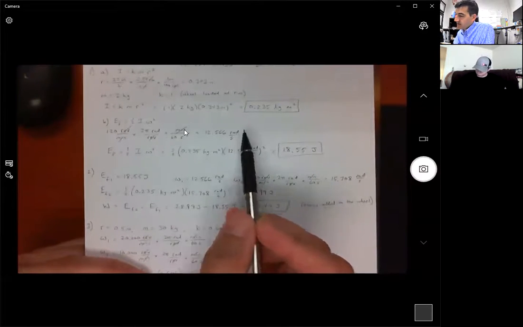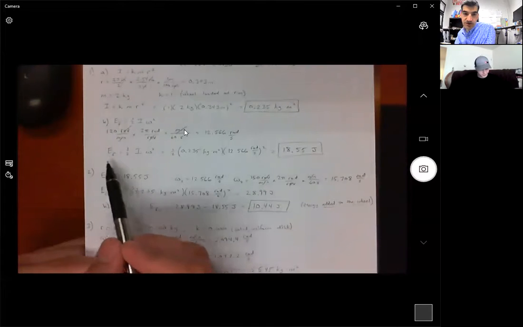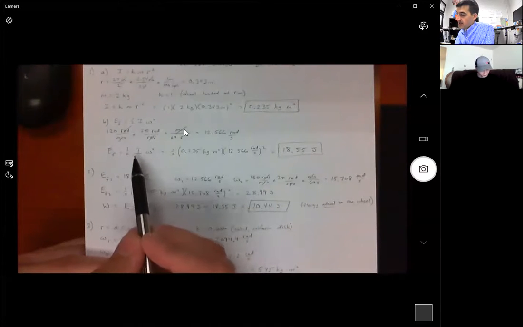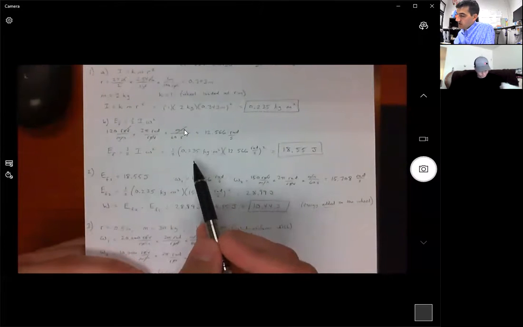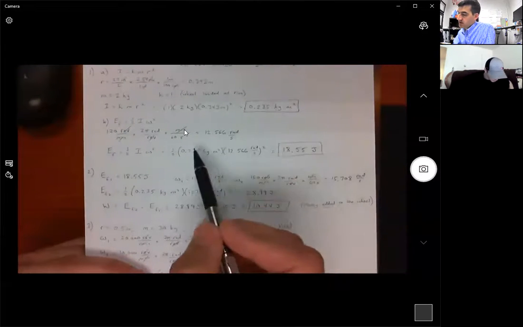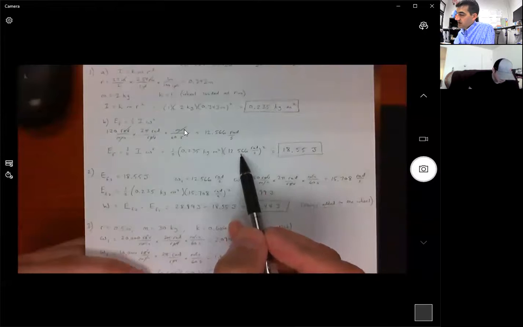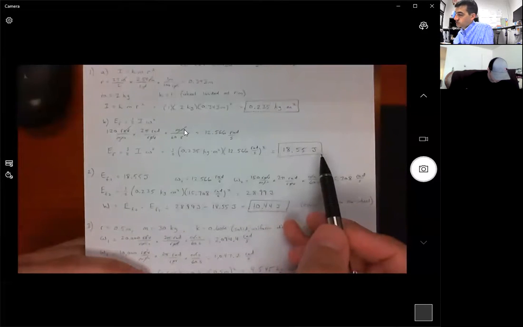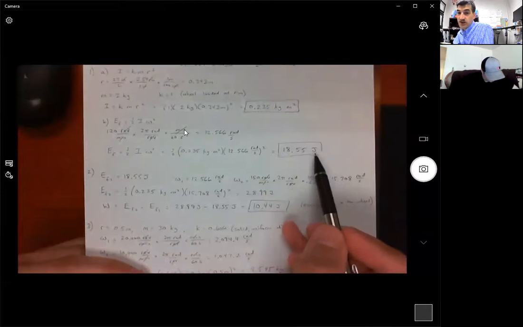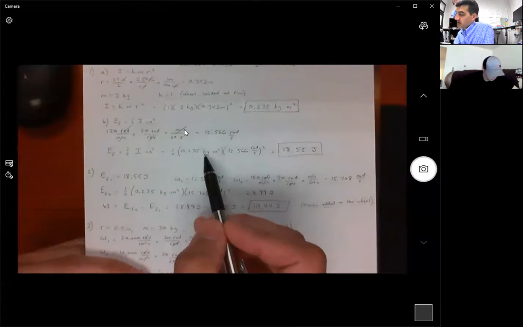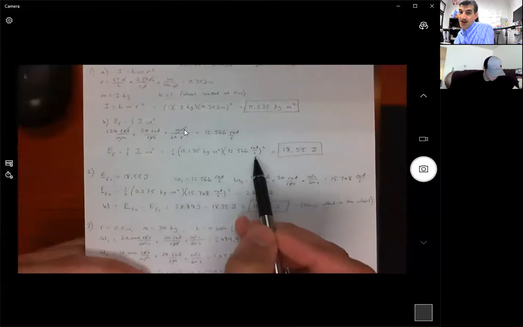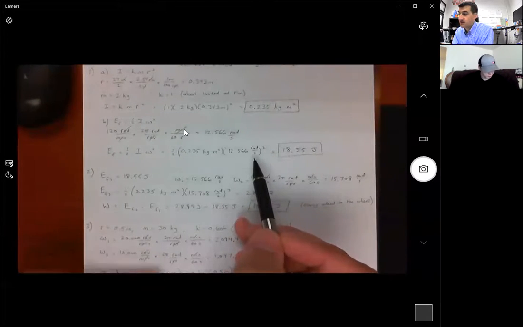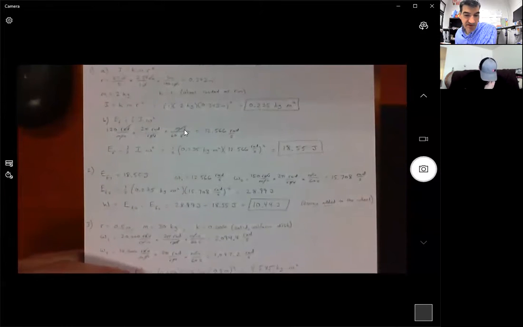Now we've got everything we need to plug into our equation for rotating kinetic energy, 1/2 I omega squared. So plug in your moment of inertia from up here in part A, plug in your angular velocity from right here, square it and multiply across, and you get 18.55 joules. Remember, a joule is also equal to a kilogram times meter squared divided by seconds squared. That's another definition of a joule. Okay, so that's part B for number 1.